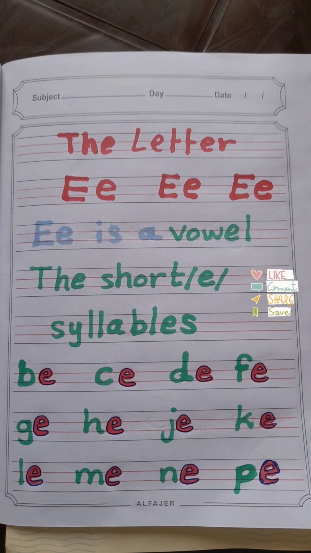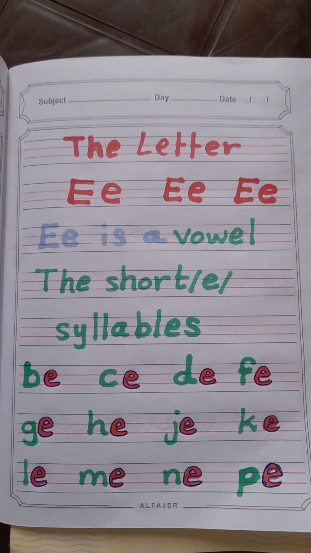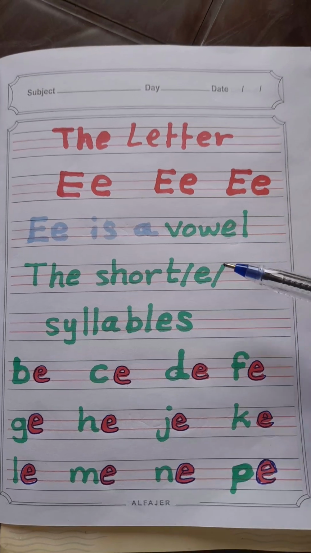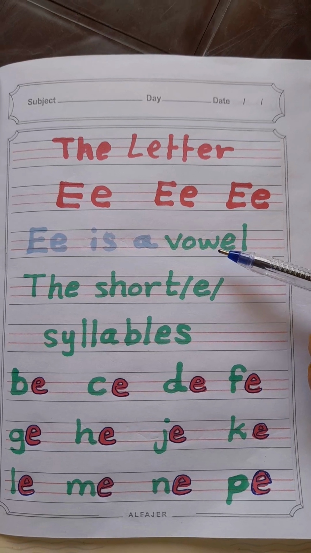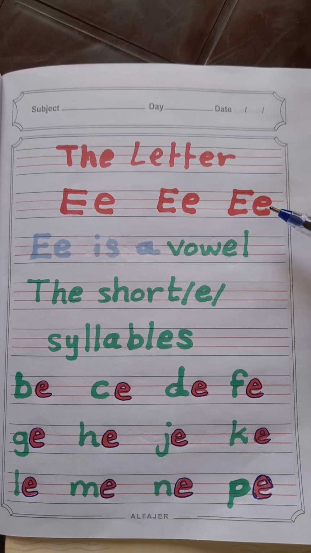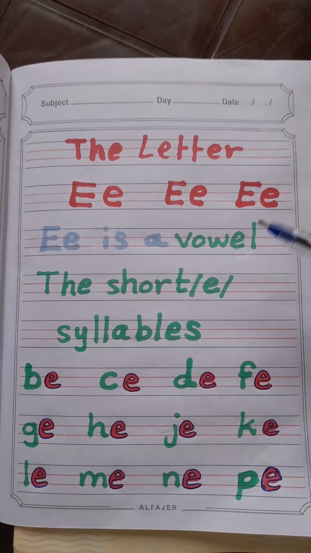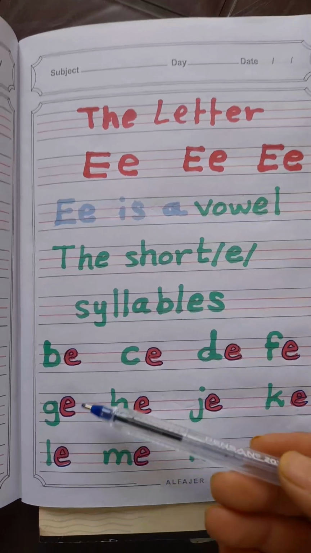Morning. Today we are going to talk about the letter E. The letter E is a vowel, a letter in the alphabet. It makes the sound eh, eh, eh. Here we have the short eh syllables.